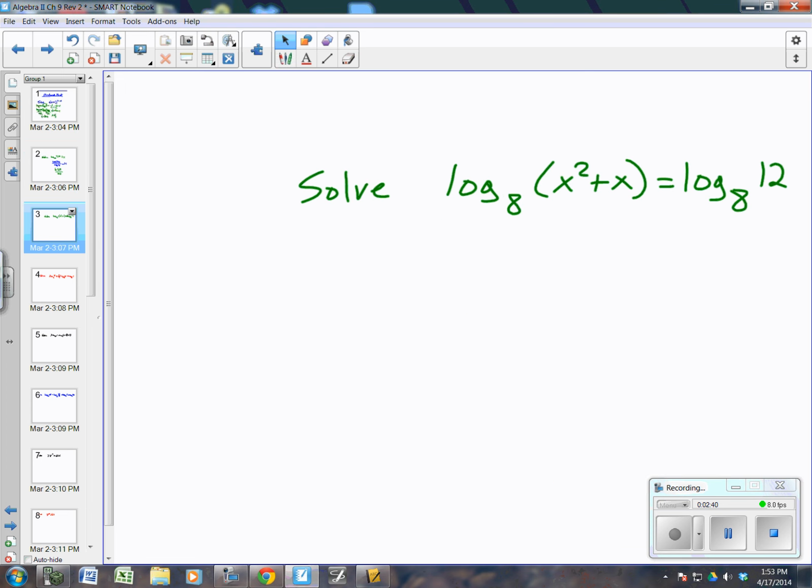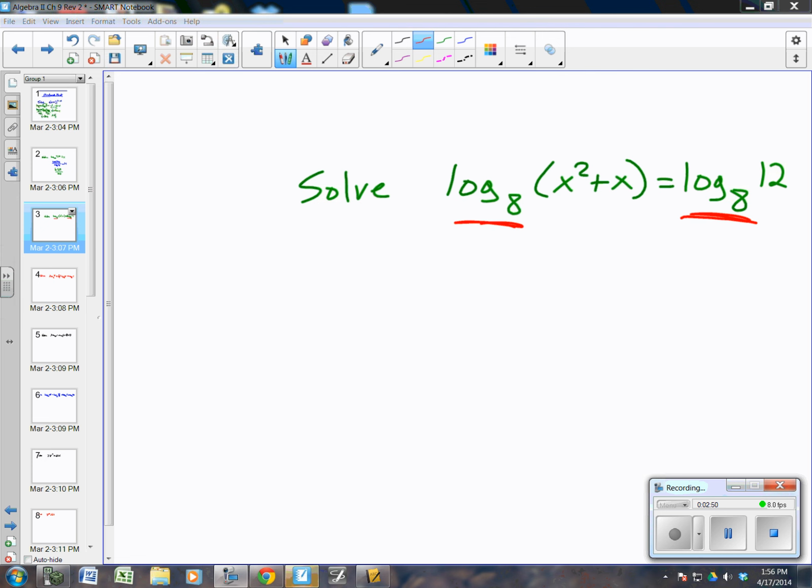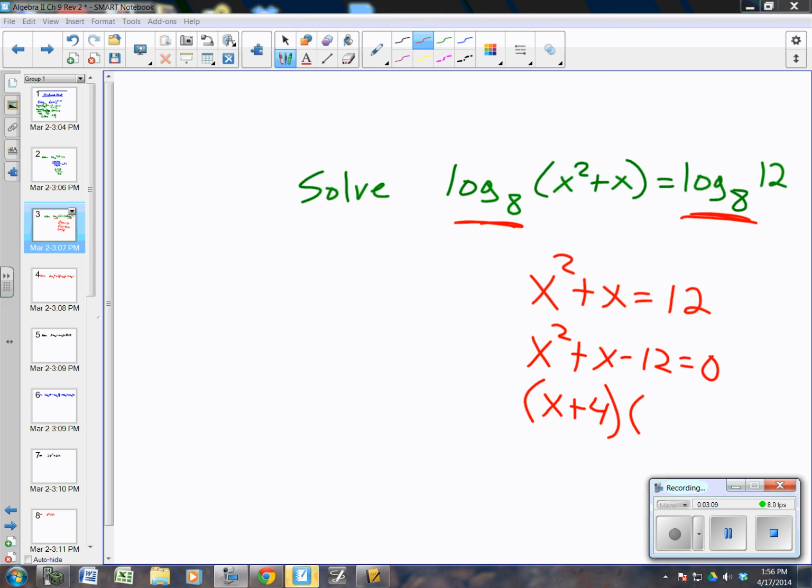Solve that equation. Hey, you guys look, since both sides are log base 8, the only way this can be equal is if x squared plus x equals 12, right? So anytime those are the same, we can just drop that. Now that's a quadratic equation. So we set it equal to 0. We factor it. Factors to be x plus 4 and x minus 3. And then we get the answers as -4 and 3.